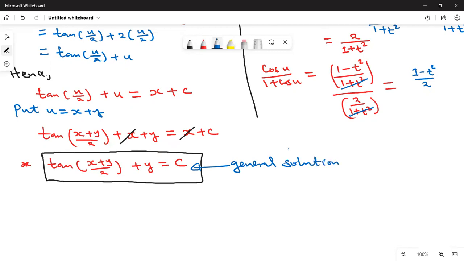I already explained the difference between general solution and particular solution.